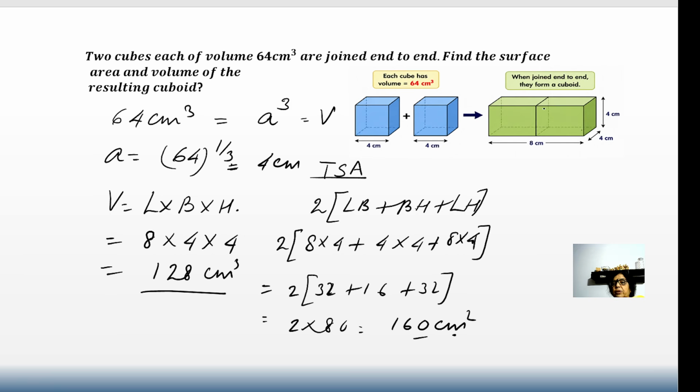But supposing this was just placed above this, then in that case the height will change to 8, but the length and breadth will remain the same, that is 4 into 4. So even the TSA will come the same.